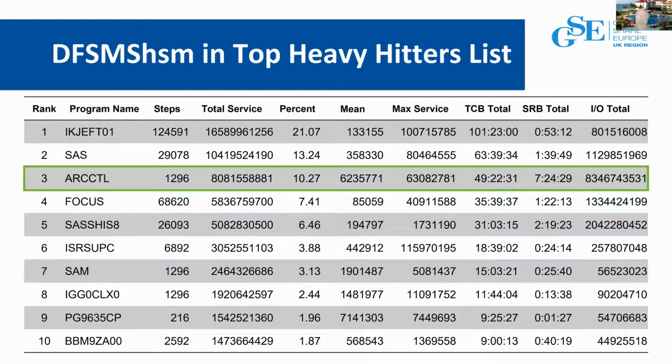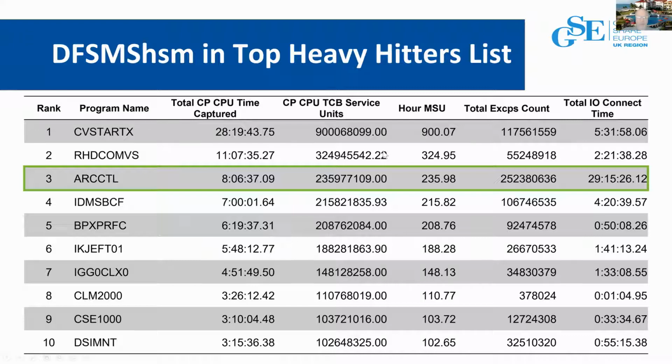This is another report from a different customer. And again, you see HSM way up there, number 3 position, particularly when you look at over on the right-hand side, total amount of IO that's being consumed. So a lot of time spent having to handle that IO. And then this is our 3rd customer. Again, turns out HSM was number 3 as far as CPU. A lot of connect time, a lot of EXCPs. It's doing a lot of IO.